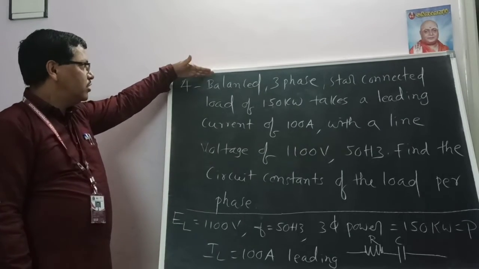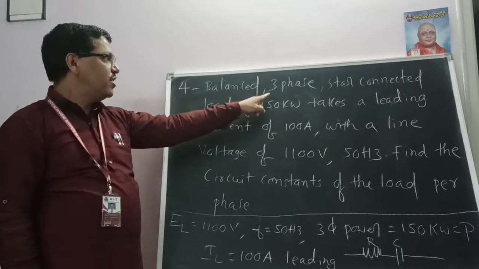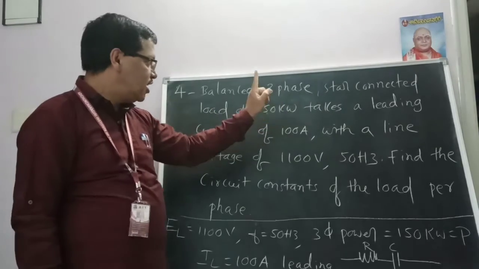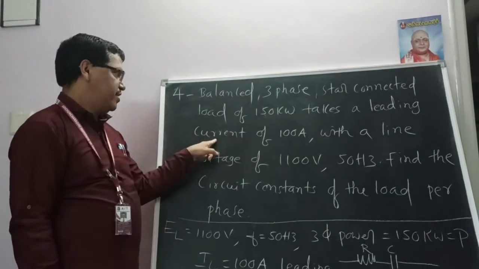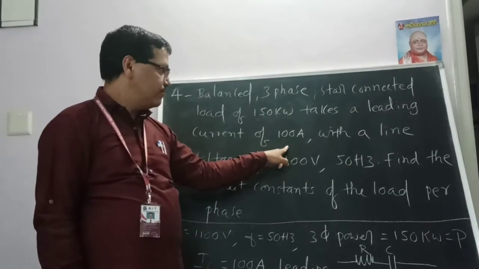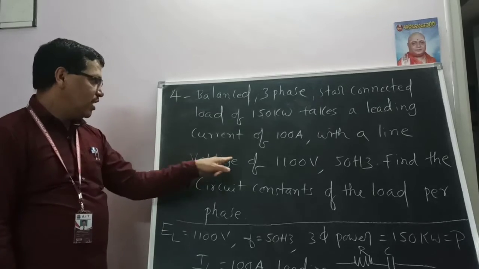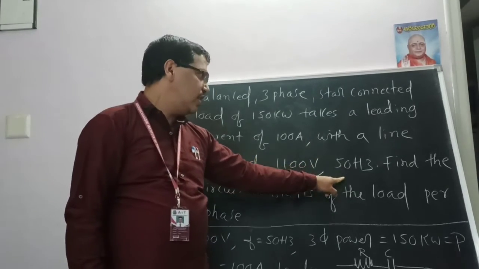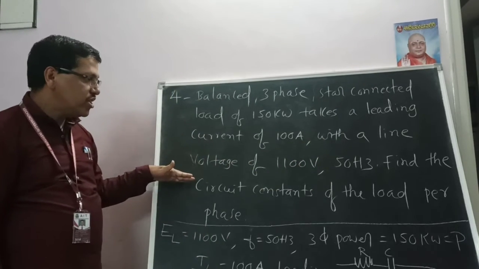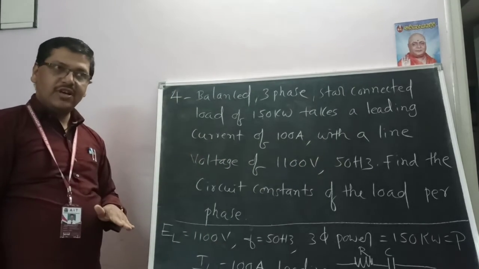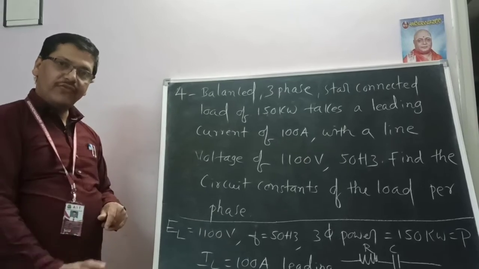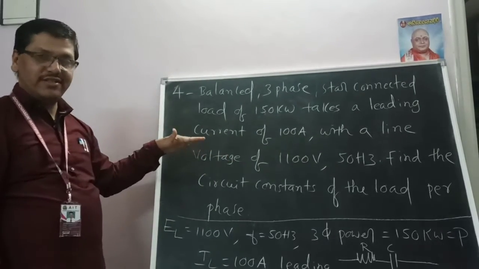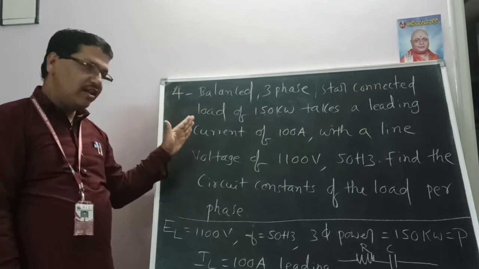Let us move to the fourth problem. This is a balanced 3-phase star connected load. Power is given as 150 kilowatts. That load can take a leading current of 100 amps with a line voltage, as usual EL, of 1100 volts, frequency 50 hertz. Find the circuit constants of the load per phase. Per phase, some circuit constants are there, I mean the parameters. Circuit constants means R, C, L like that.